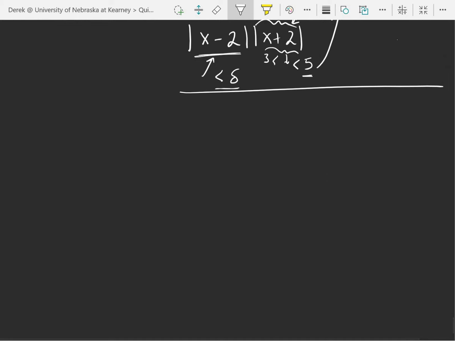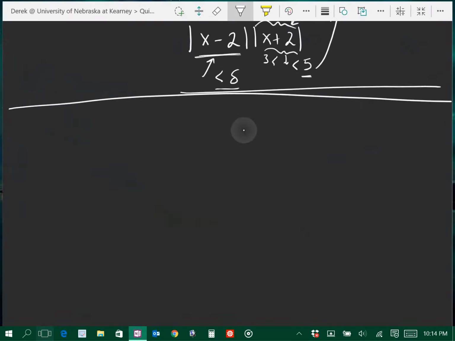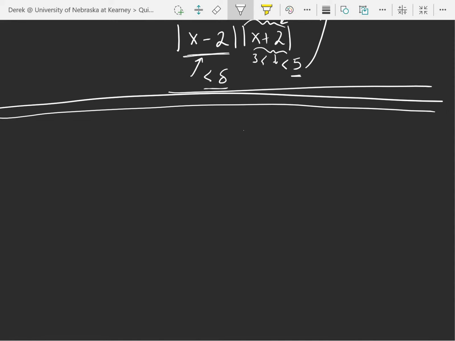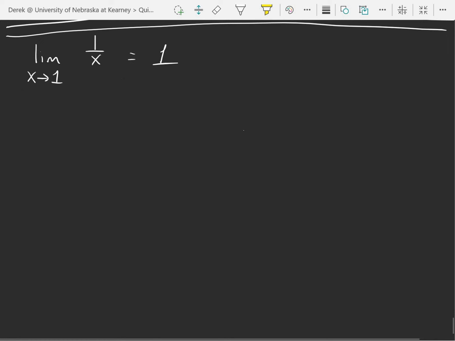Okay, the next one I want to do will be similar. Let's prove that the limit of 1 over x as x approaches 1 equals 1. In the other one I had an exponential function, so I had a function that wasn't just, hey, x equals y. It wasn't linear. It wasn't quite as easy for us to figure out what delta had to be. Here I've got a reciprocal function. It's not going to be quite as easy for us to figure out what delta will be.